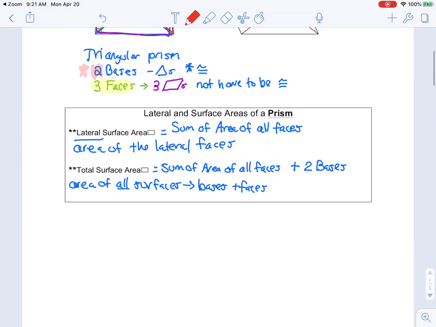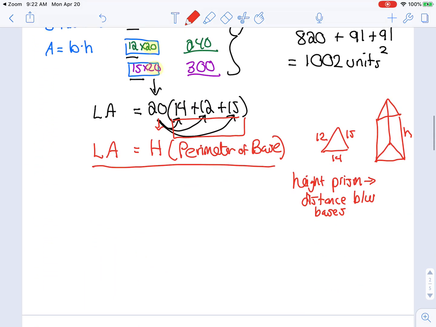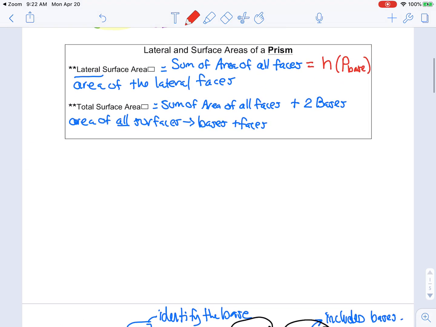And in fact, I'm going to go back and write that up here with our definition. To find our lateral area, we can take the height of the prism and multiply it by the perimeter of the base. Now, how did we find the surface area? To find the total surface area, we just took that lateral area from above, and then we added on the area of the two bases. So to find our total surface area, we could use the formula lateral area plus the two bases.